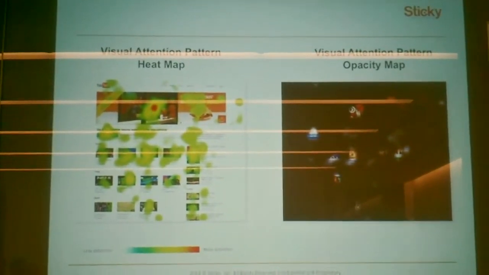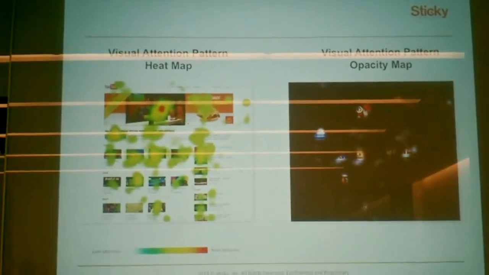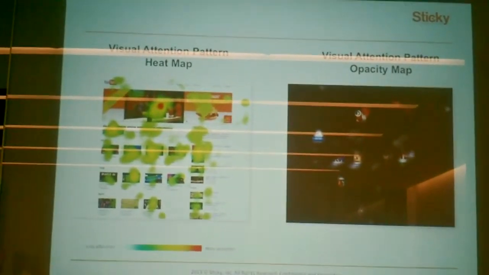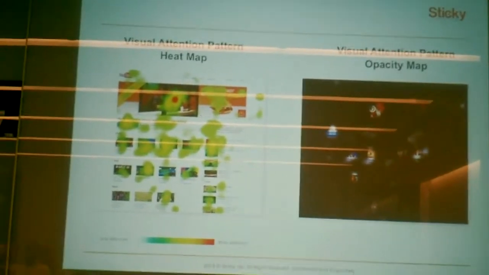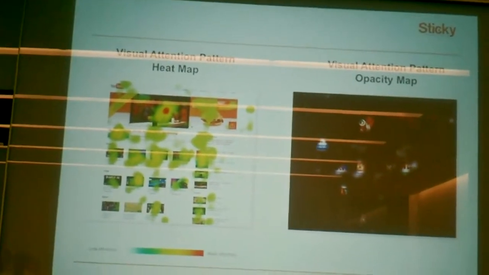This is called an opacity map. It's a reverse heat map. You can't see it here, that means they didn't see it. This is probably the most talked about piece, because typically an agency will give us 5 creatives, and we'll test them.